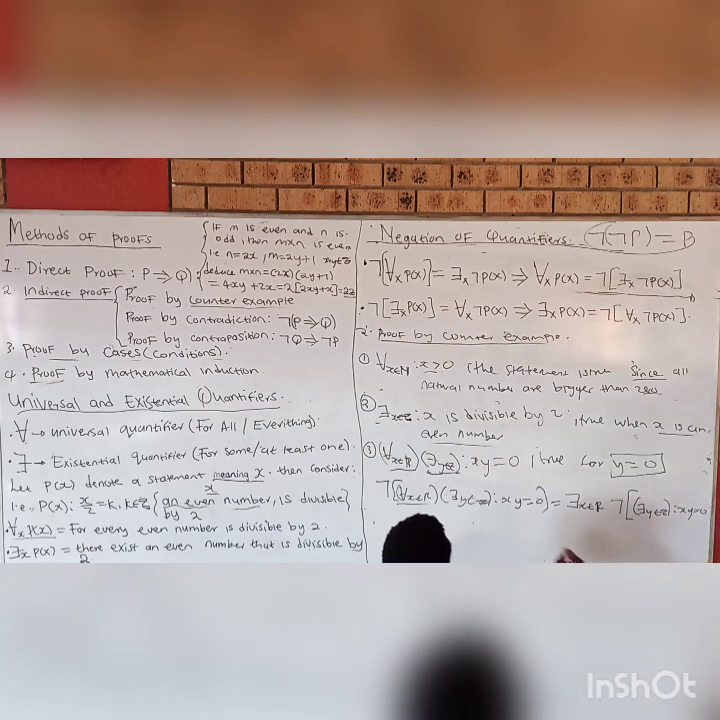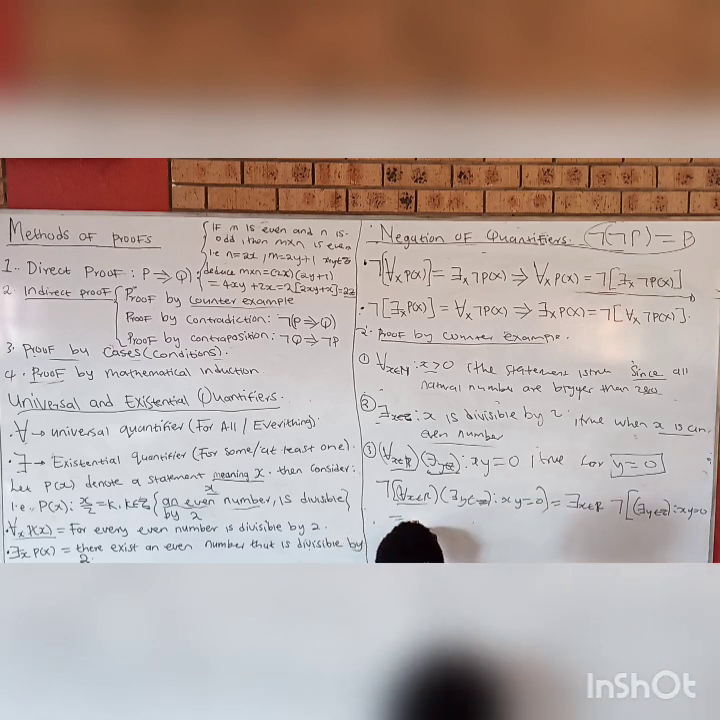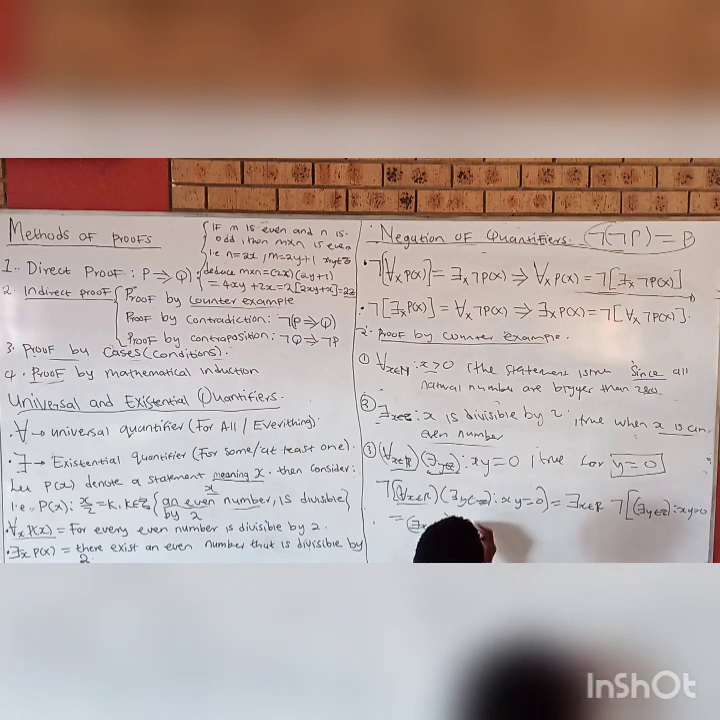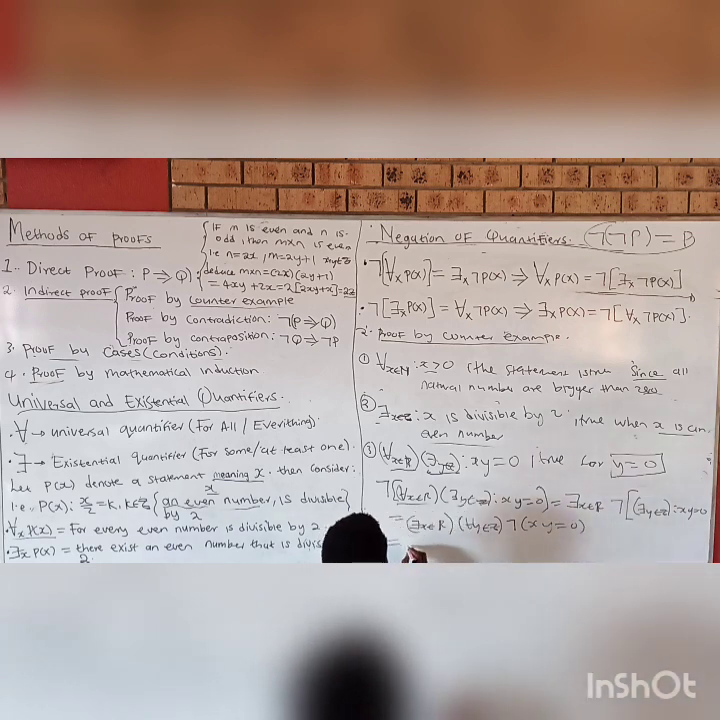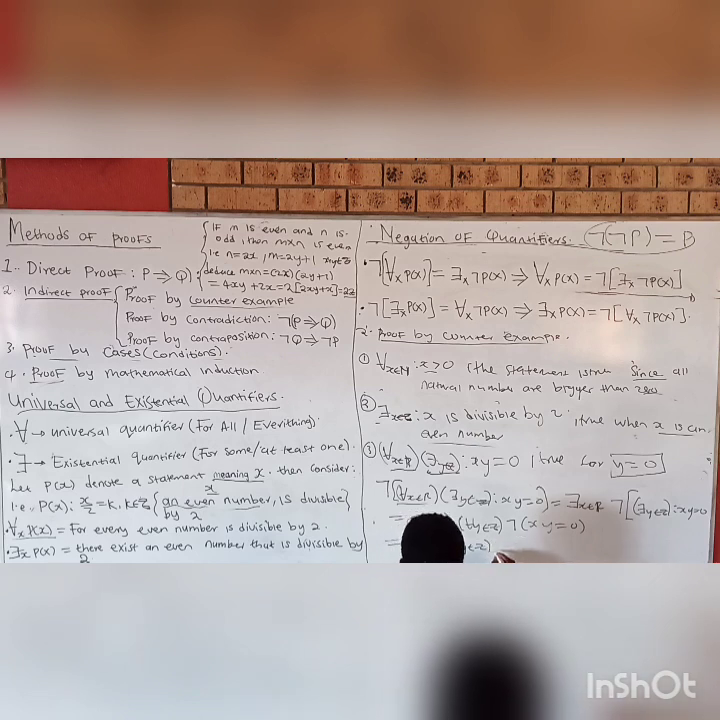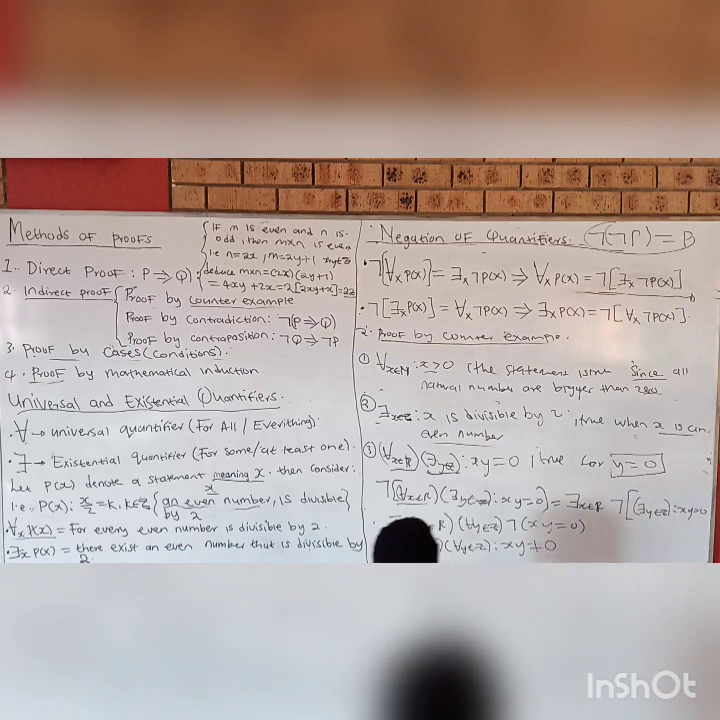So, proceeding, we have the existence of x, an element of real numbers. Then we have, for every y, an element of integers, the negation of xy equals to zero. Finally, the existence of x, an element of real number, for every y, an element of integer, such that xy not equals to zero.